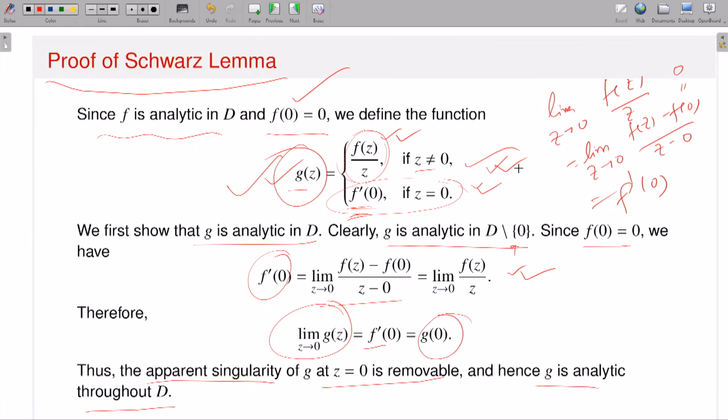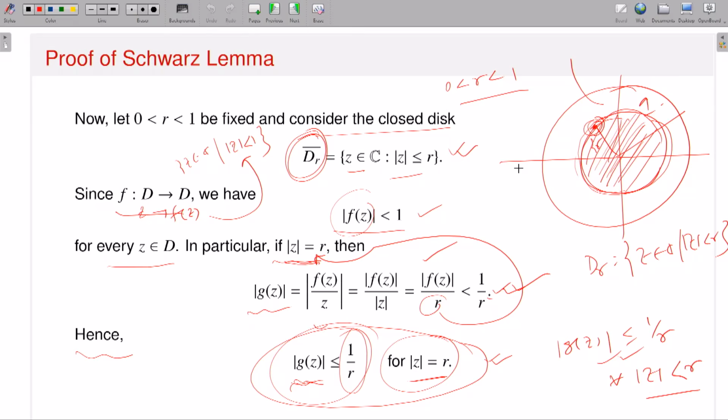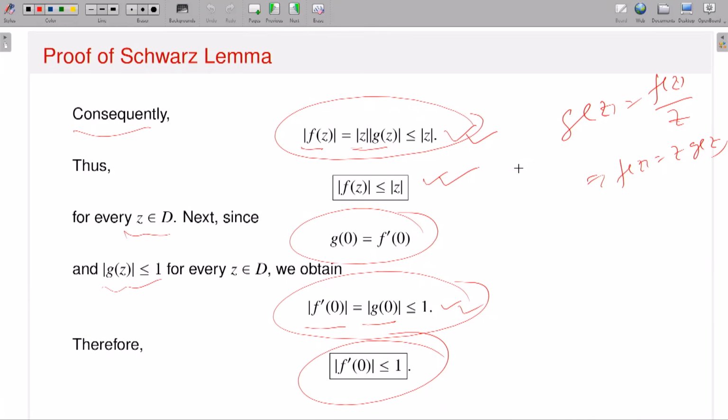Okay, so if I take any point z inside D, g at the point z is equal to 0, then of course modulus of g of z, which is less than or equal to 1, implies modulus of f of z is less than or equal to modulus of z. And if I take z equal to 0, that means I will have g of 0, and g of 0 is less than or equal to 1, that will imply f prime of 0 is less than or equal to 1. So therefore, with these two conclusions I am done. Okay, so this is done.